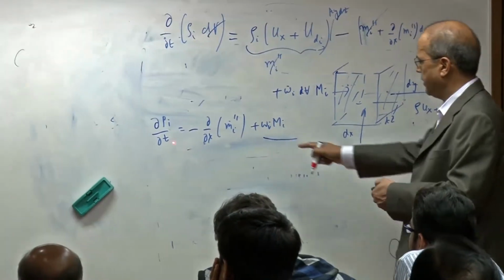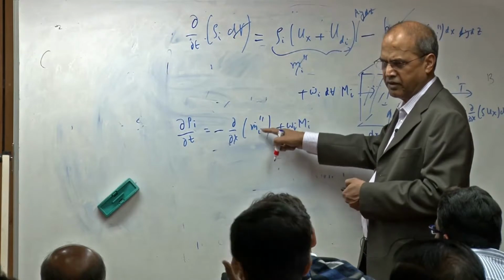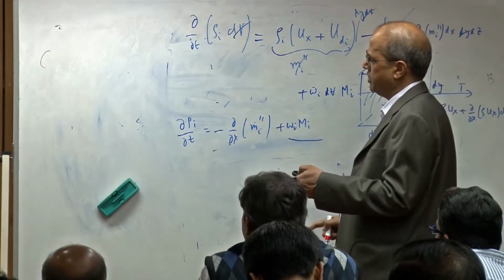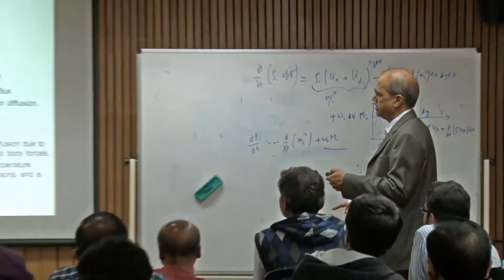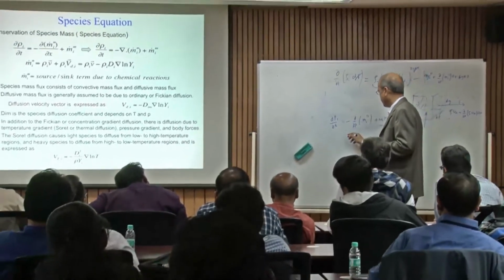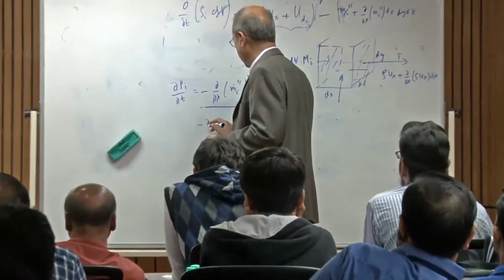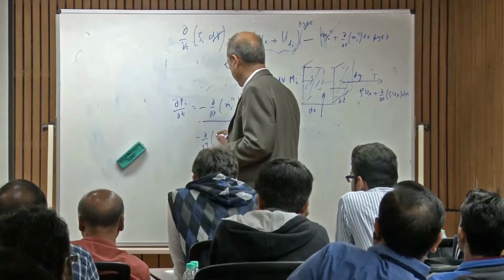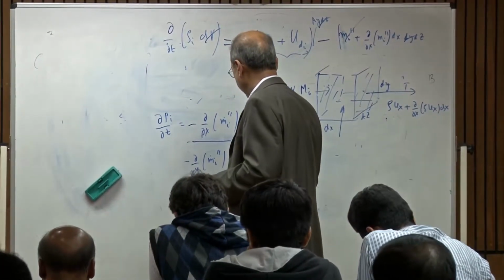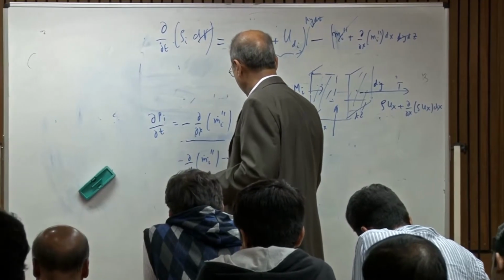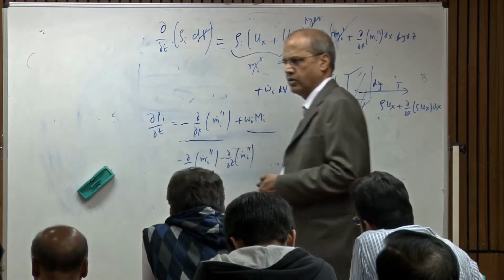So this is for the one-dimensional case, d/dx. This mass flux is a vector, so you can write it for three dimensions like this. If it is Cartesian coordinates, this will be extended to d/dx, and then you'll have d/dy.